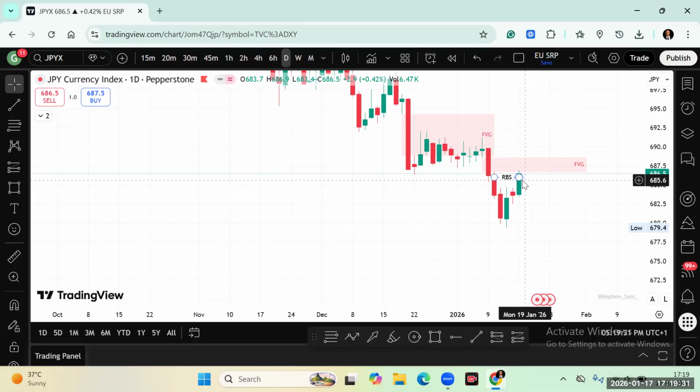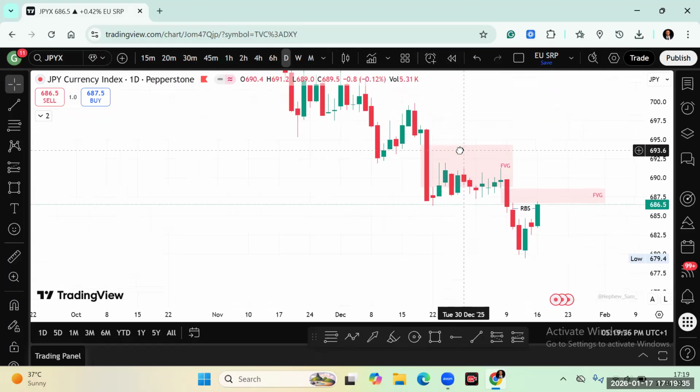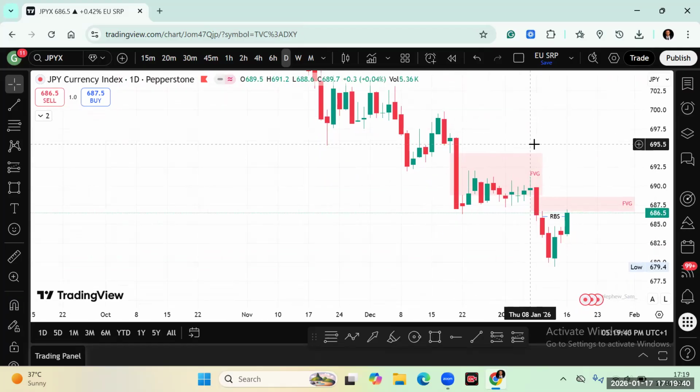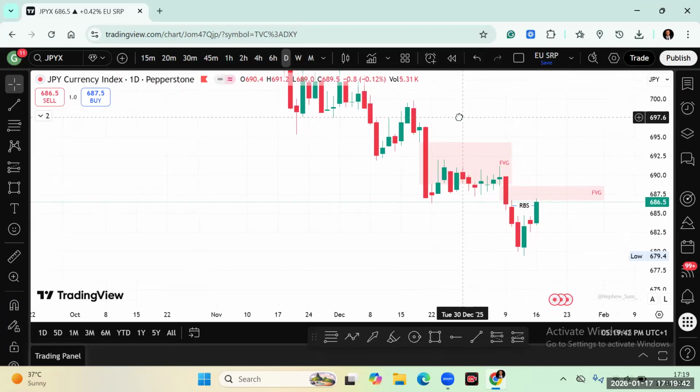All right. So this is about the Japanese economy. The economy has been down because you can see that the JPY has been selling, it's been bearish for a long time, and it's affecting Japan. To the extent that India overtook them as the fourth largest economy in the world.